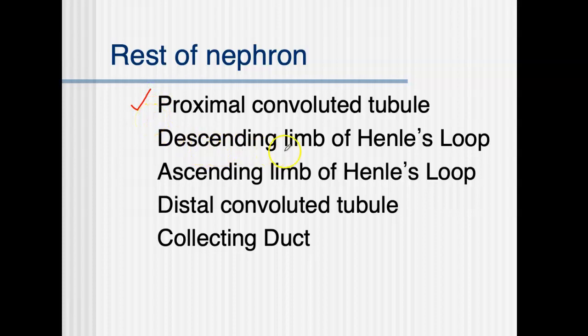And then a descending limb of a loop. So we're coming along, proximal convoluted, and then it's going to take a dip. And that dip is going to be the descending limb of Henle's loop. And then it's going to curve and come back up again. So if it curves and comes back up, then it's going to be the ascending limb of Henle's loop.